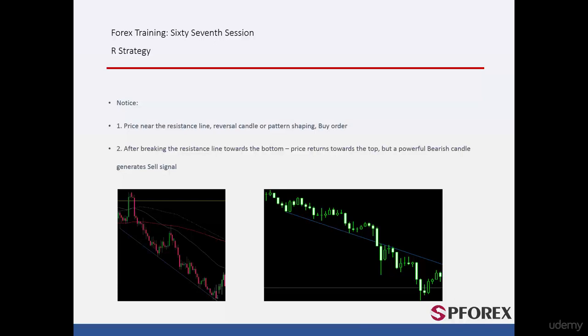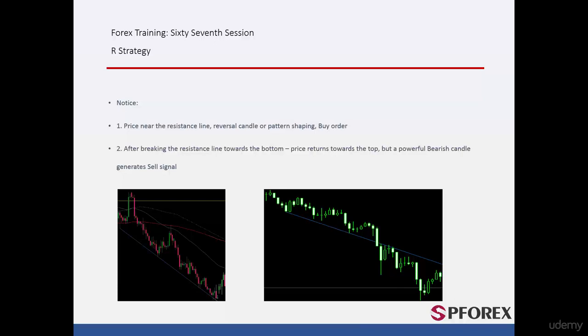On the left graph, price could not cross descendant resistance line for a long time, and after it falls near this line, a bullish hammer candle has formed. Thus, a trader could place a buy order above the high price of the given candle.